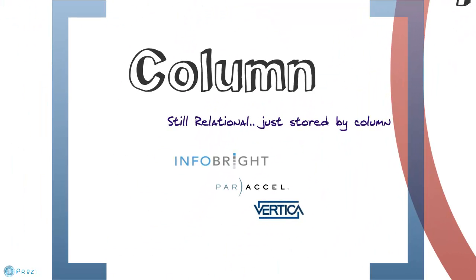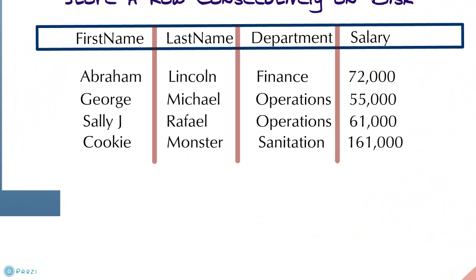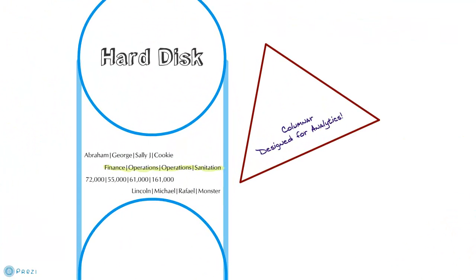Flipping around a bit, columnar databases are relational databases, but they store each column consecutively on disk. Let's look at that example again. Check out Abraham Lincoln's department and salary. In a columnar database, we store the first name column consecutively on disk. We do the exact same for the last name, department, and salary.